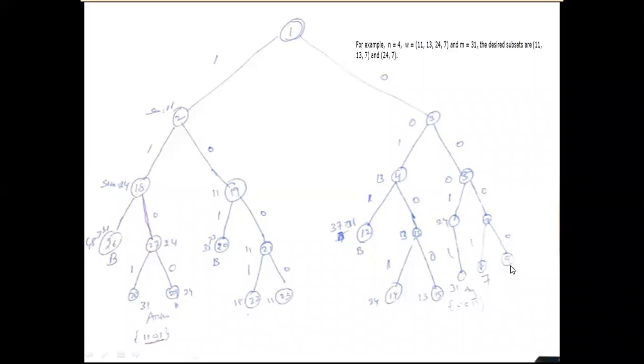So go back and generate another child, the ninth node. The ninth node does not satisfy the criteria function, because the ninth node represents that no element is included in the sum.